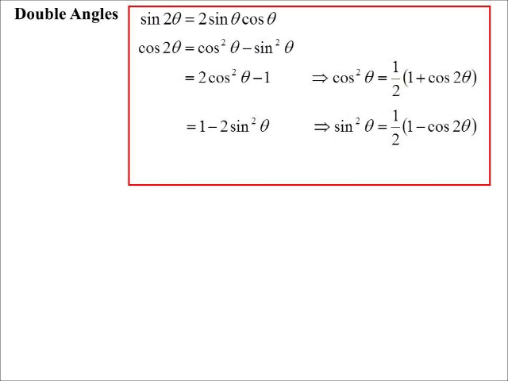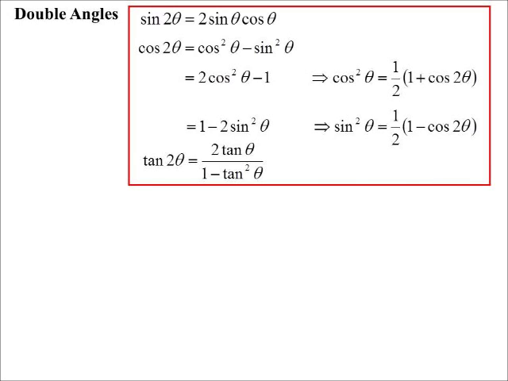Again, you'll notice they're very similar. Again, it comes down to the sign, but cos squared, it's the positive one. Sine squared, it's the negative one. So you get 1 minus cos 2 theta there. And there's our third one, 2 tan theta over 1 minus tan squared theta.